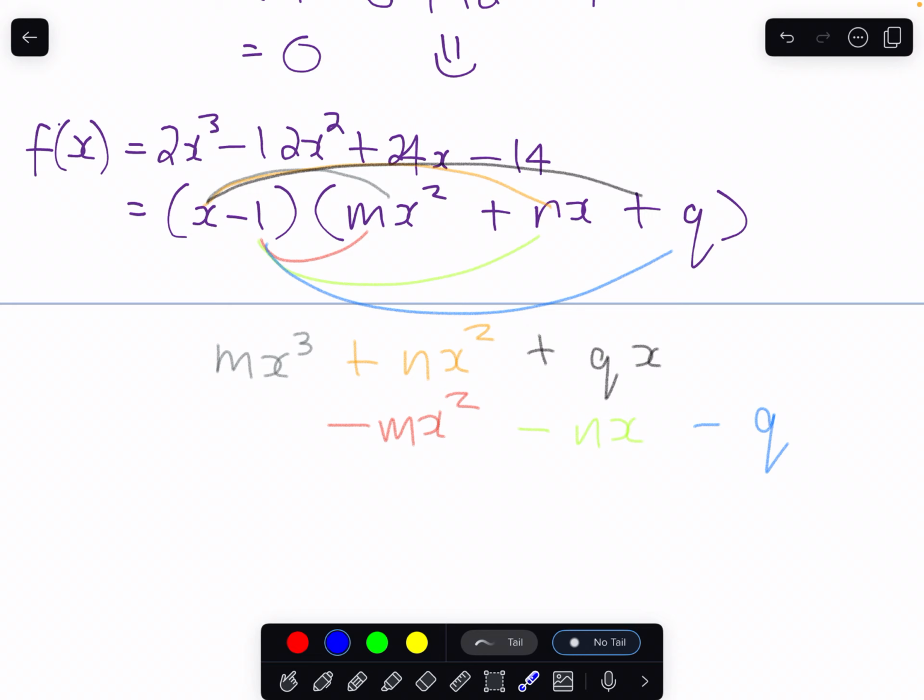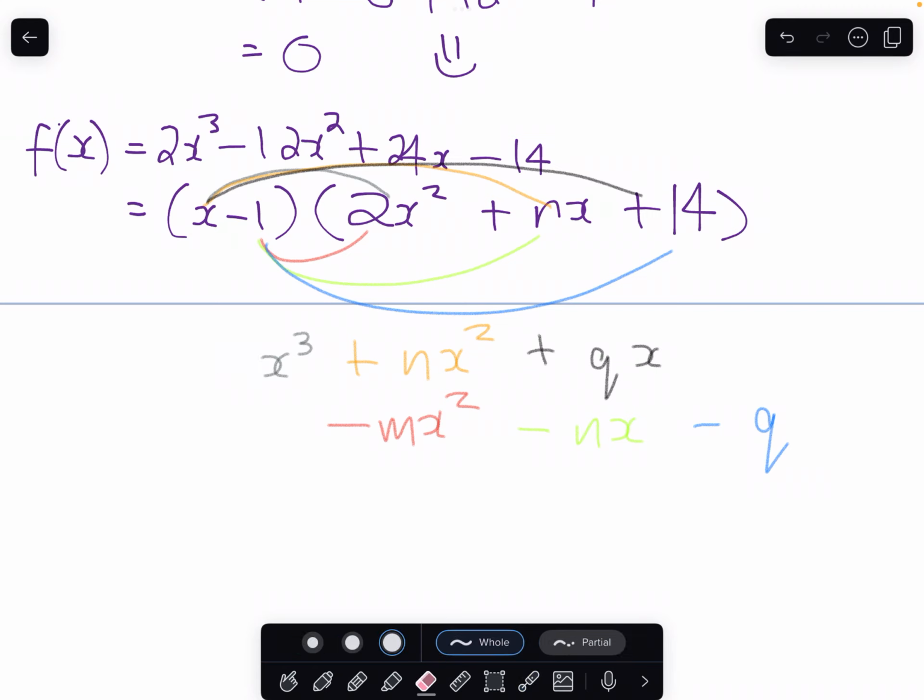So we can straight away tell that this m over here must be a 2, because the 2x cubed came from x times that. So this over here is a 2. And this over here must be a positive 14, because minus 1 times this is what gave us this term. So now we just need to figure out the little n.